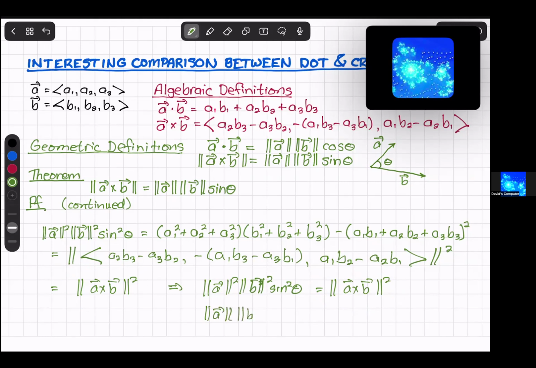Mag A, mag B, sine theta is equal to mag A cross B. This is not a proof that you need to reproduce right now, but I want you to have confidence that this geometric representation of the cross product is meaningful and true.